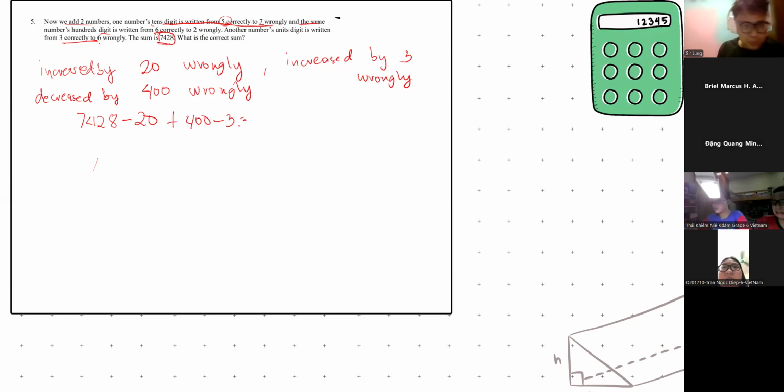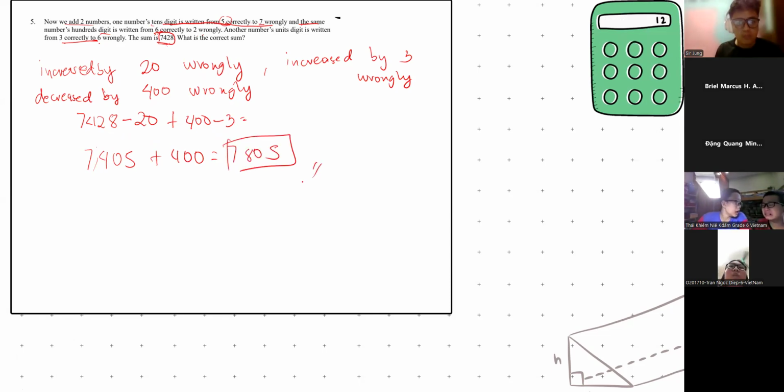So 7428 minus 23, that's equal to 7405 plus 400, and that should be the answer. So 7805. So any questions? I think the answer on the given solution manual is 7825. I'm not wrong. Yes, 7825.